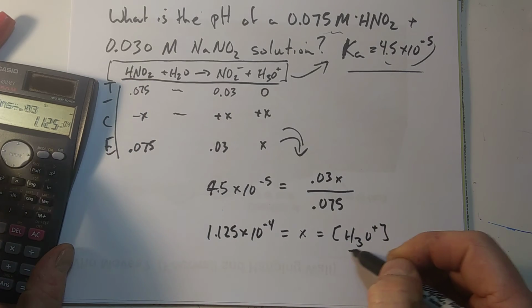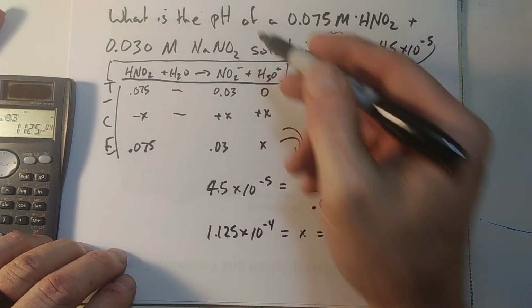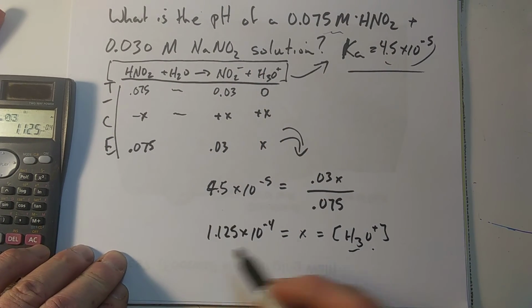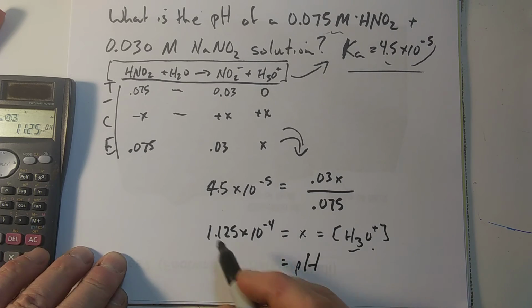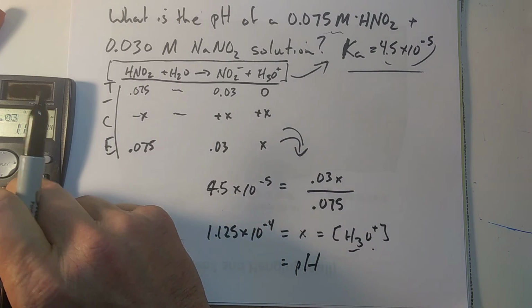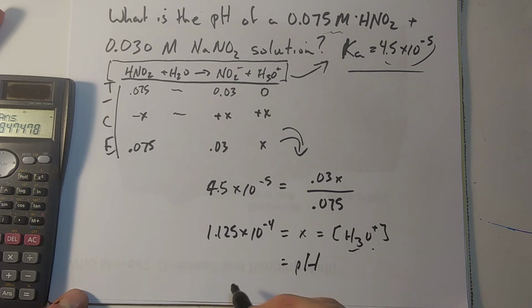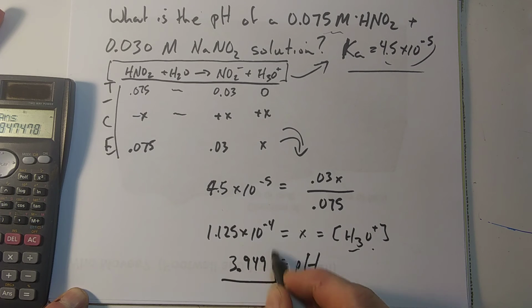Now it's not asking for a concentration of hydronium ion, it's asking for pH. So I'm just going to take the negative log of this now, because that is what pH is, the negative log of hydronium ion concentration. So the pH would be equal to the negative log of this. So it would be 3.949 would be our final pH.